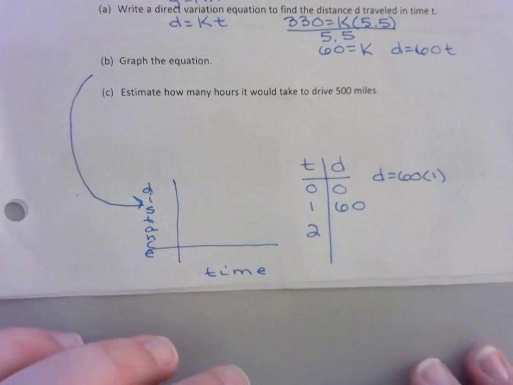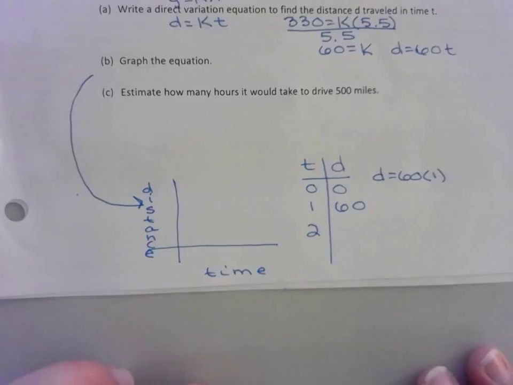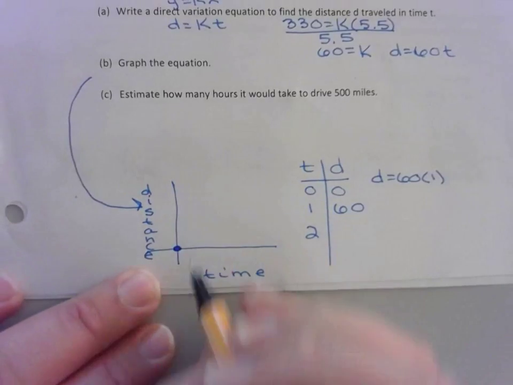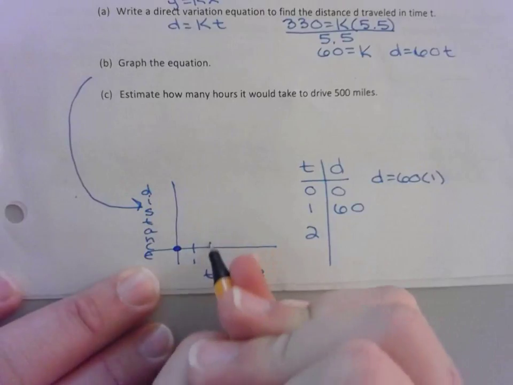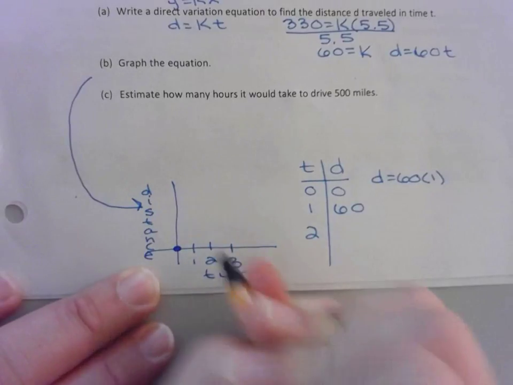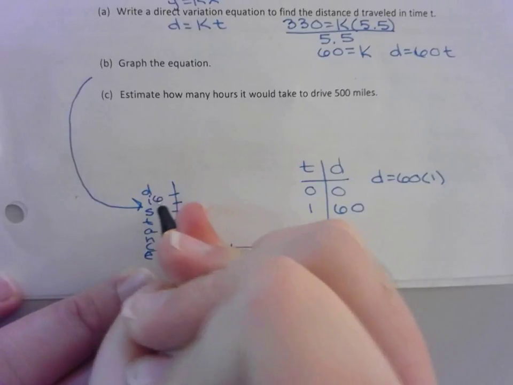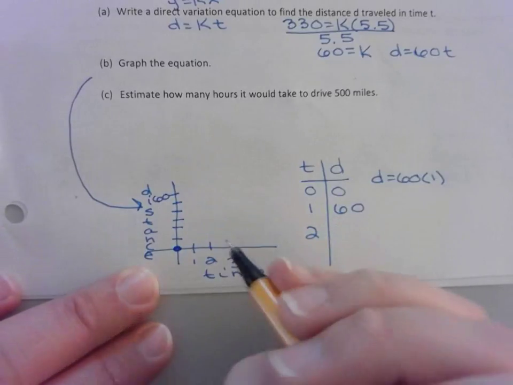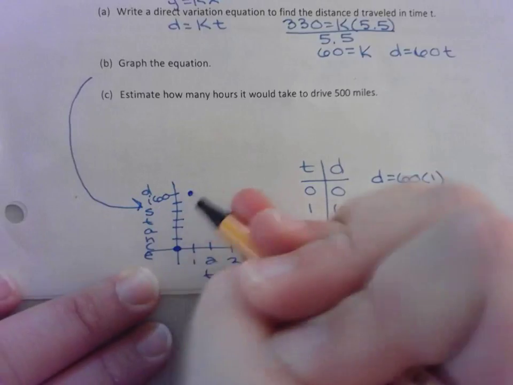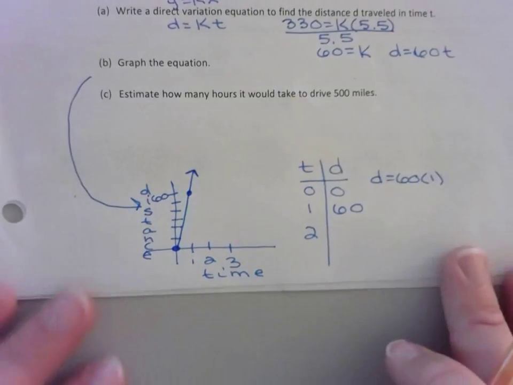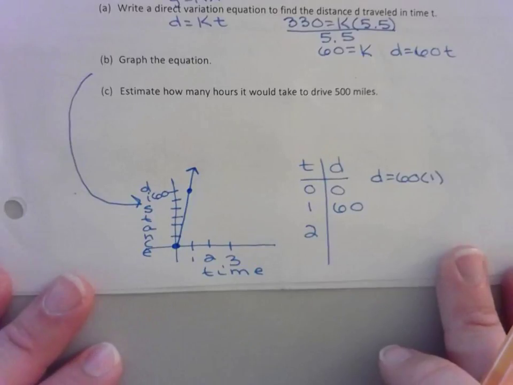You guys can do this. You can plug in numbers. You can graph a point. 0, 0, and 1. We'll go by 1s down here at time, and we'll go by 10s. 10, 20, 30, 40, 50, 60. So it's going to be 1, 60. There's my graph. You guys can do this. Make a table. Very, very doable.